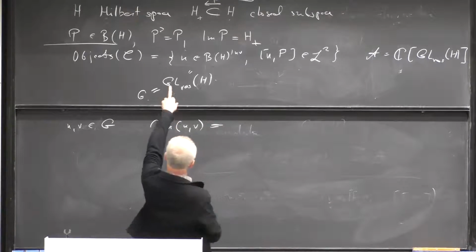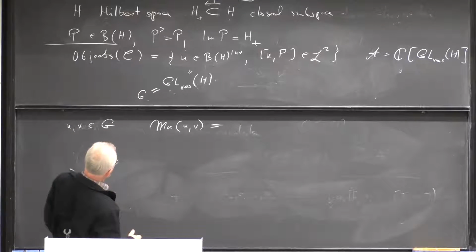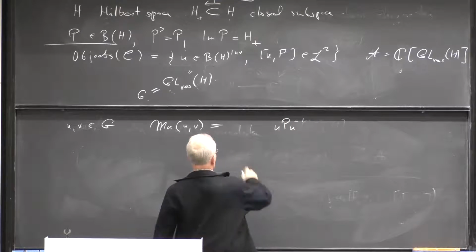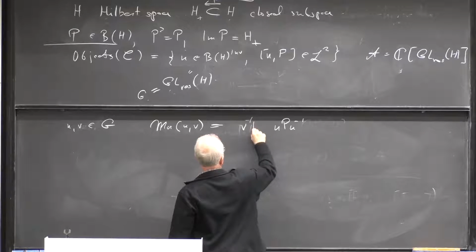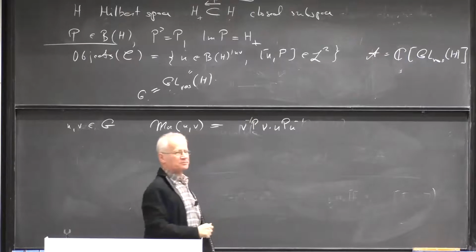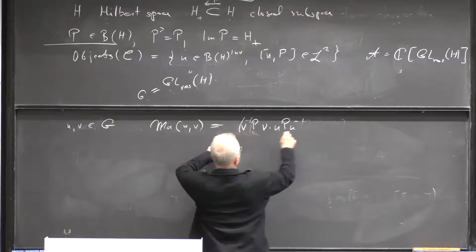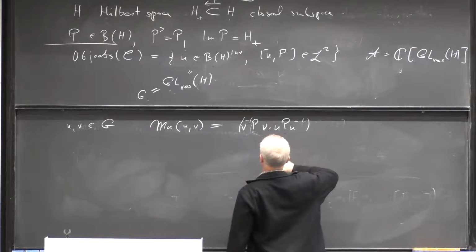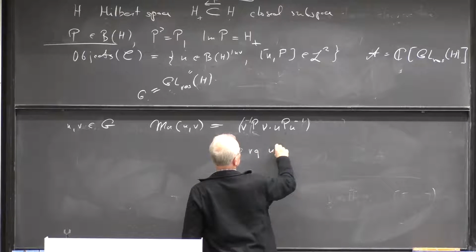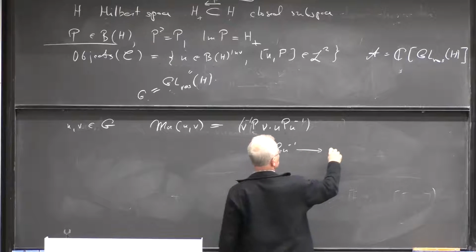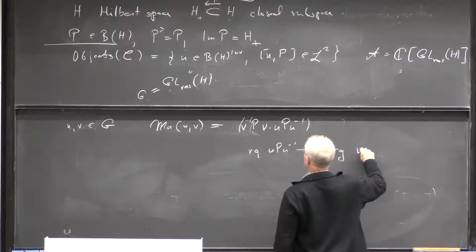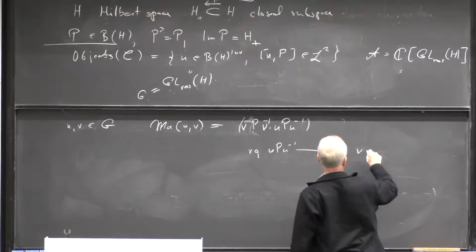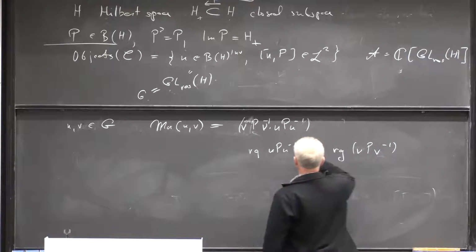I have my idempotent P. I can conjugate it by U, I can also conjugate it by V, and take the product. Now, you can just think of it as an operator from the range of U P U inverse to the range of V P V inverse, to be consistent. Okay.